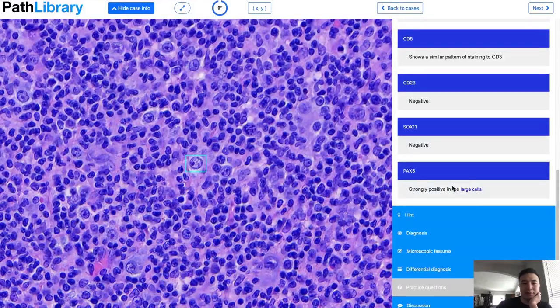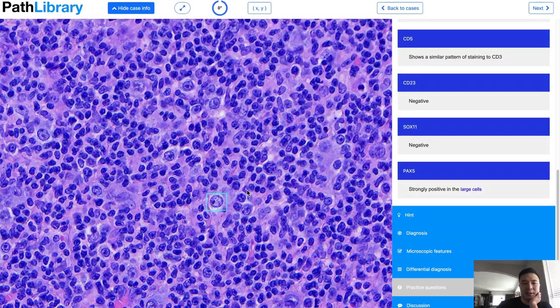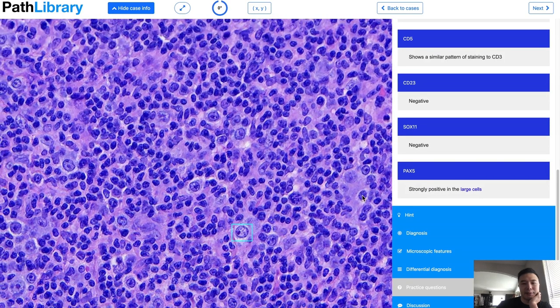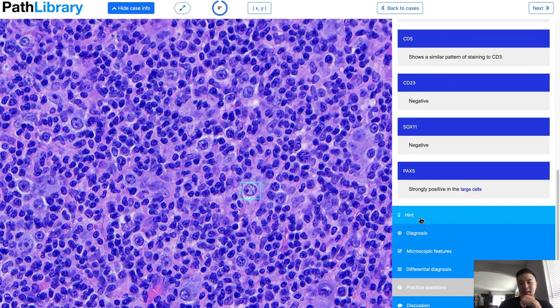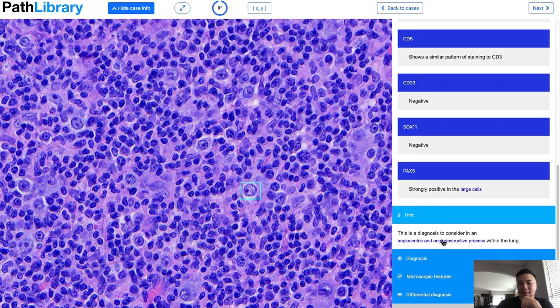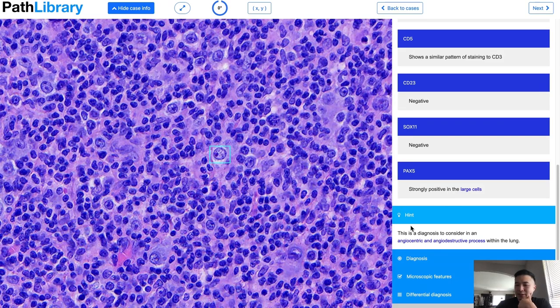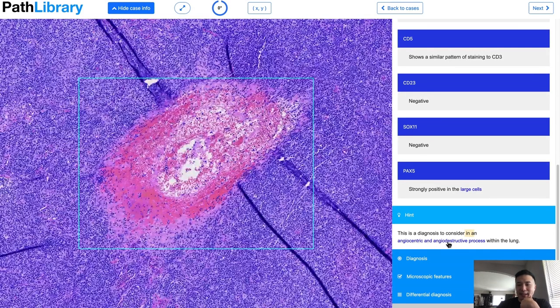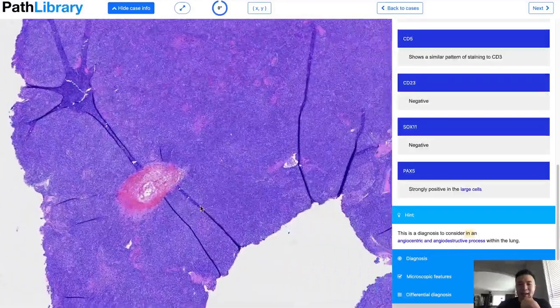Again, PAX5 should be positive for the B cells in Hodgkin's lymphoma. However, it should be dim positive, not strongly positive. So then I looked at the hint, and then I knew the diagnosis. So this is a diagnosis to consider an angiocentric and angiodestructive pattern. That I kind of overlooked.